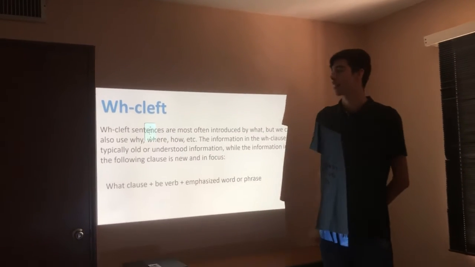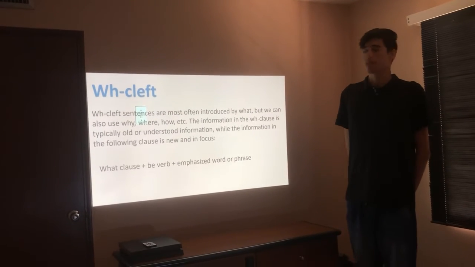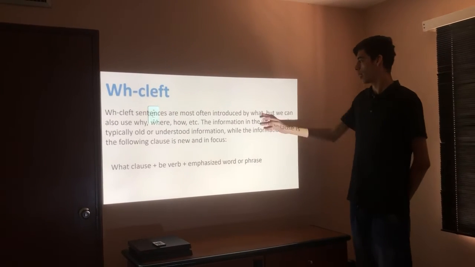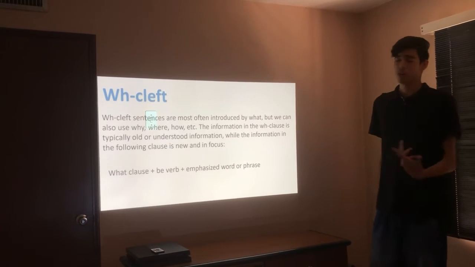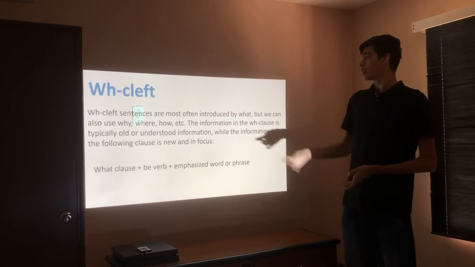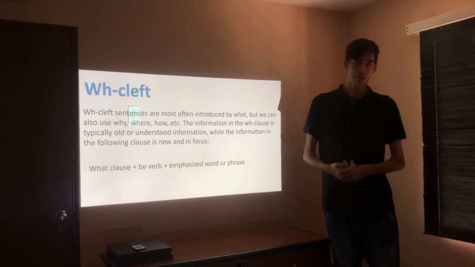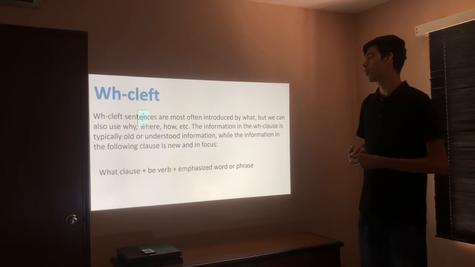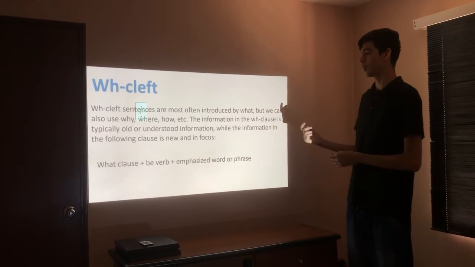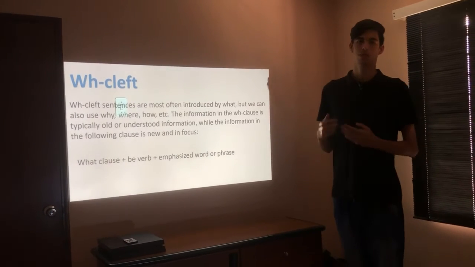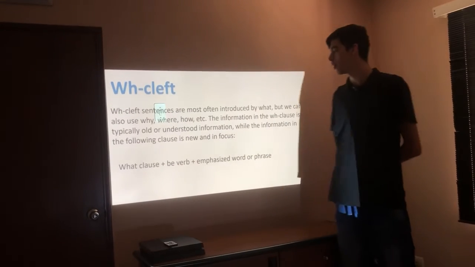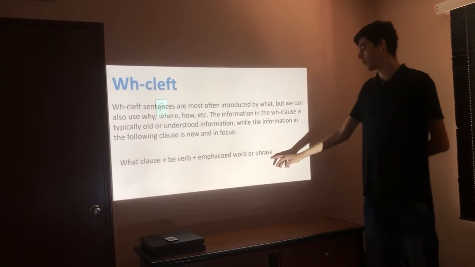Now, the WH-cleft. WH-cleft sentences are most often introduced by what at the beginning. But we can also use, for example, why, where, how, and others. The information in the WH-clause is typically old information or indistinct information, while the information in the following clause is new and in focus. The way we can construct this sentence is with the what-clause plus the be verb, and we usually emphasize the word or the phrase.